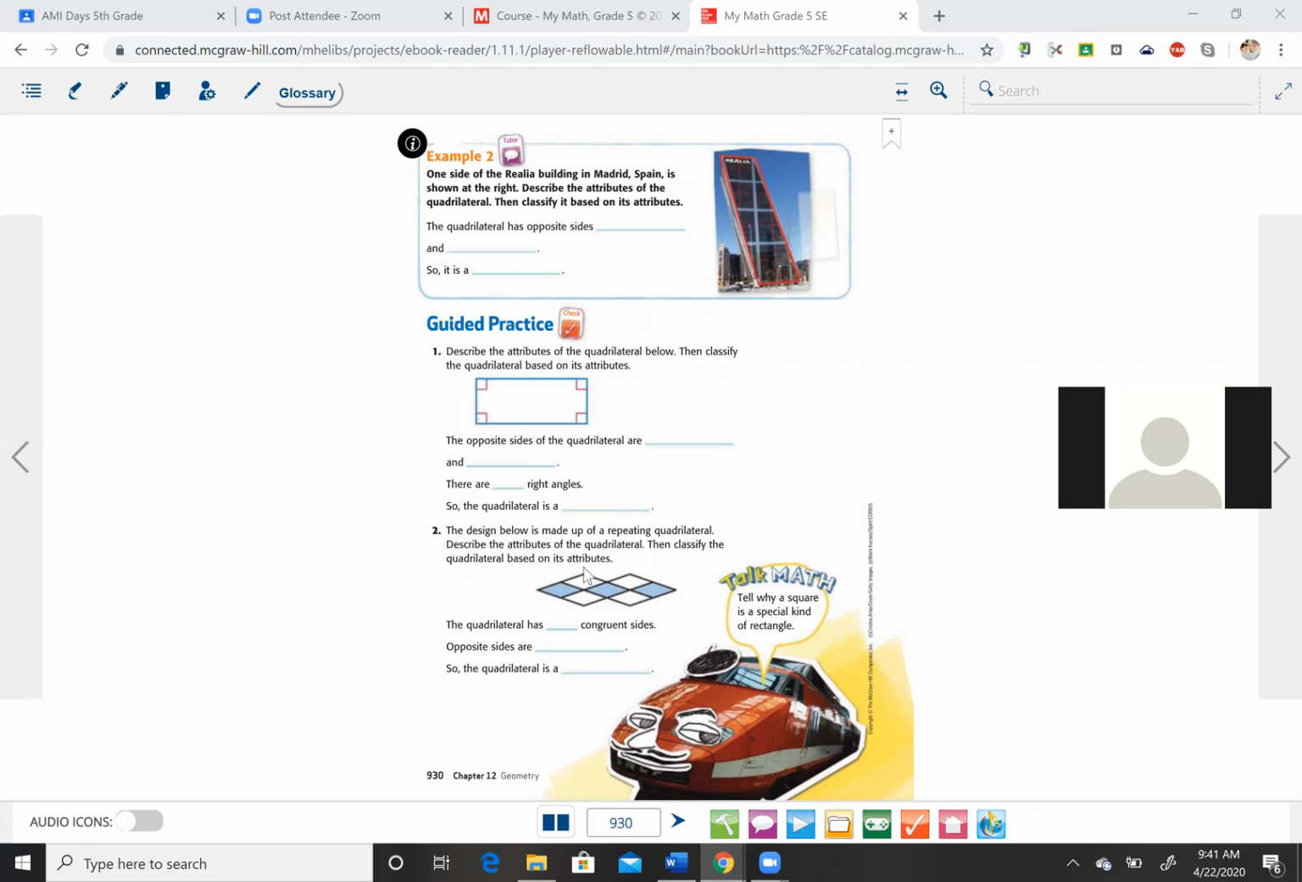But we also could have gone down the list below it as well. So the quadrilateral, did it have 4 congruent sides? Are all sides the same? Yes, it has 4 congruent sides. Opposite sides are the same or congruent. So the quadrilateral is a rhombus. So that's how I would have done it.